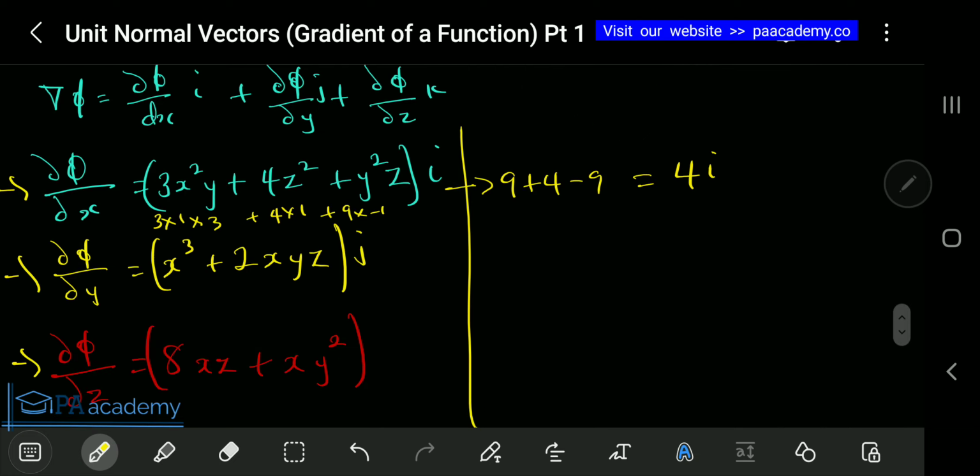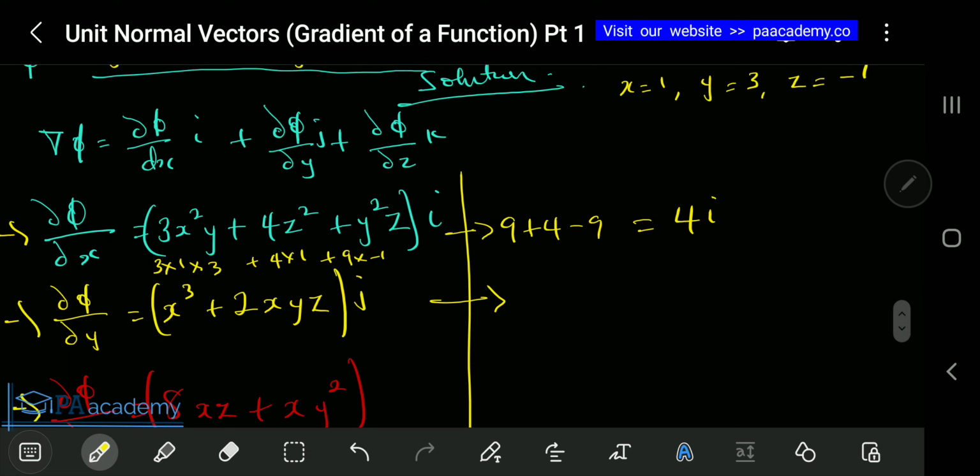So for that of y, for this now, we are having x cubed, so that's going to be 1 plus 2 times our x is 1 times our y is 3, and then our z is -1. So we are having 1 minus 3 times 2, 6, and that's going to be minus 5j.